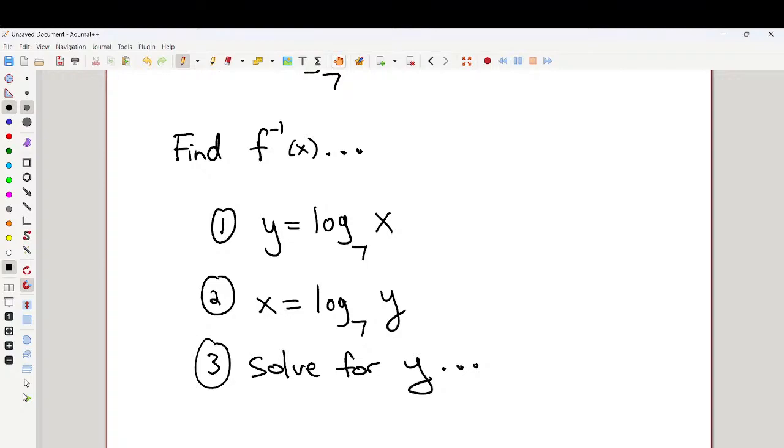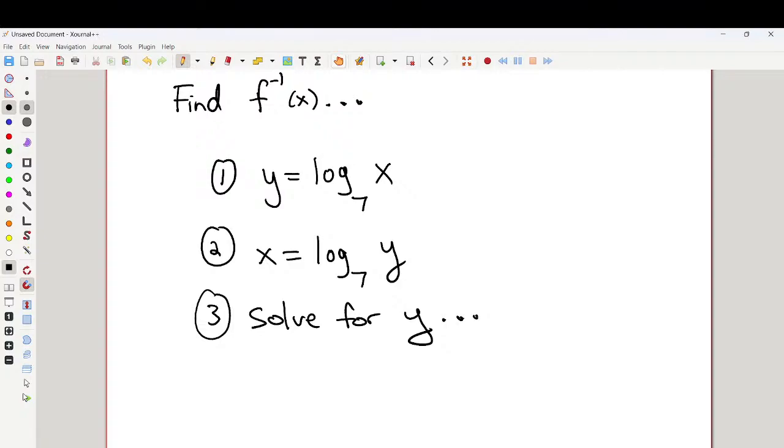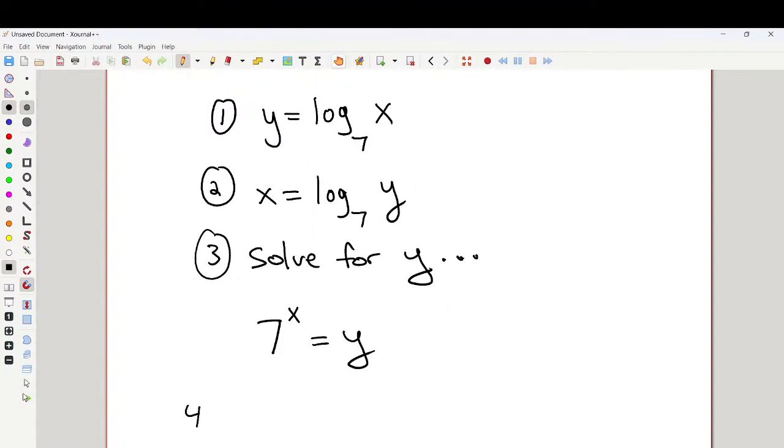How do you solve a log equation, right? I want to get this by itself. Method 1, write it in its exponential form, or method 2, fancy word, exponentiate by 7. But I'll put it in its exponential form. So 7 to the x is y. We're done. The inverse.